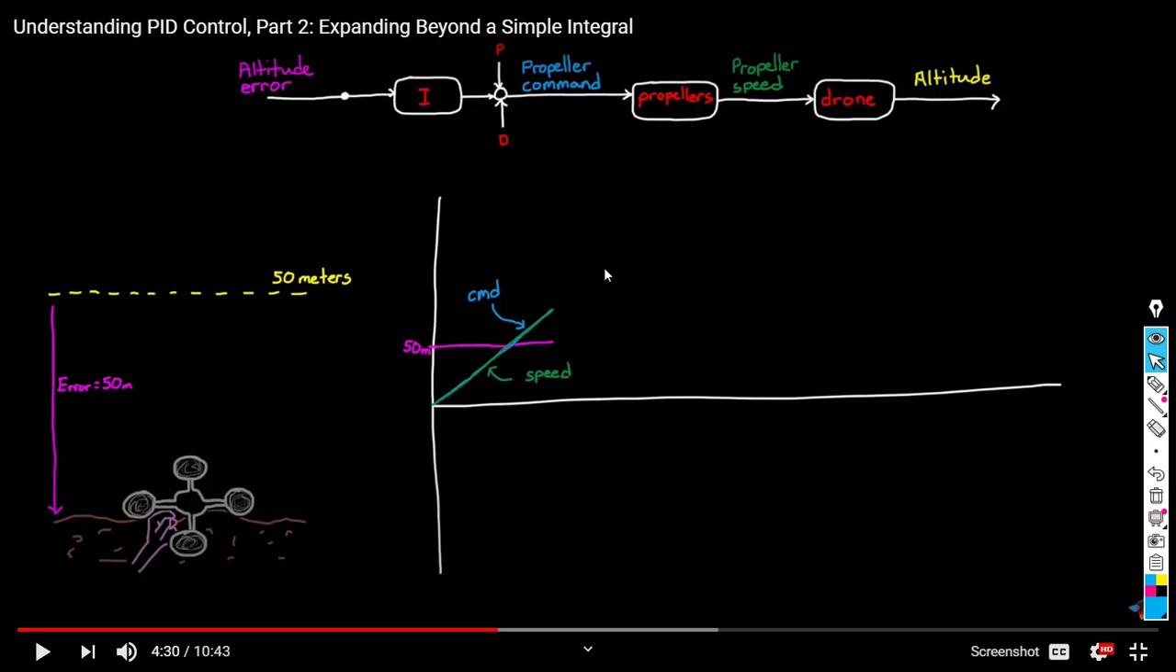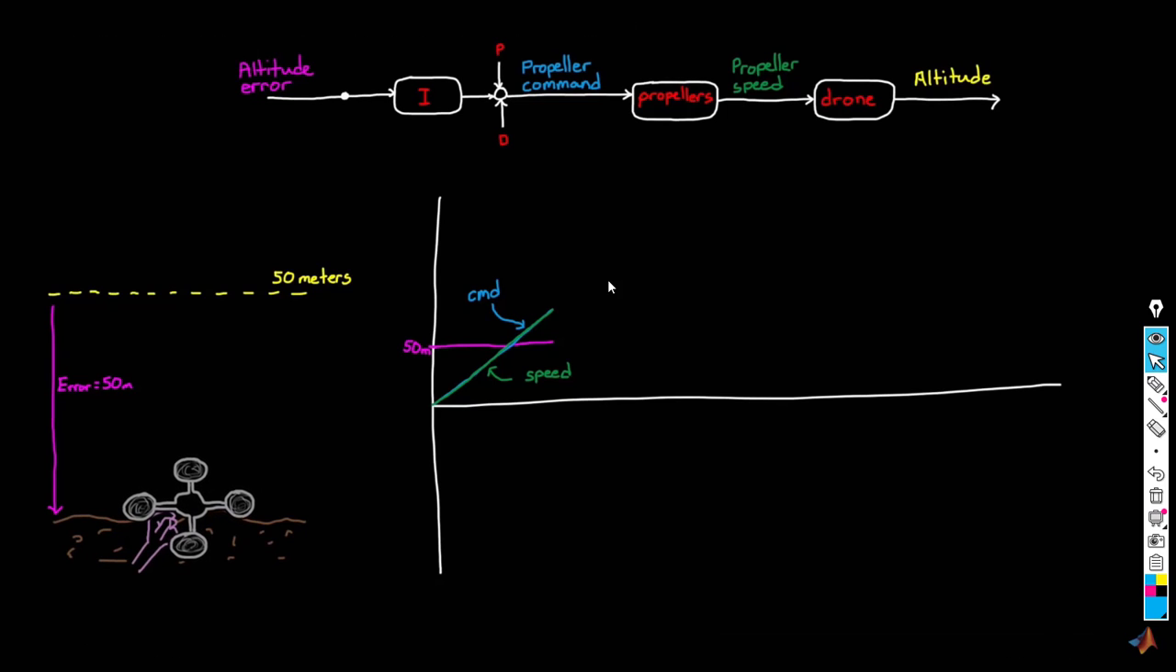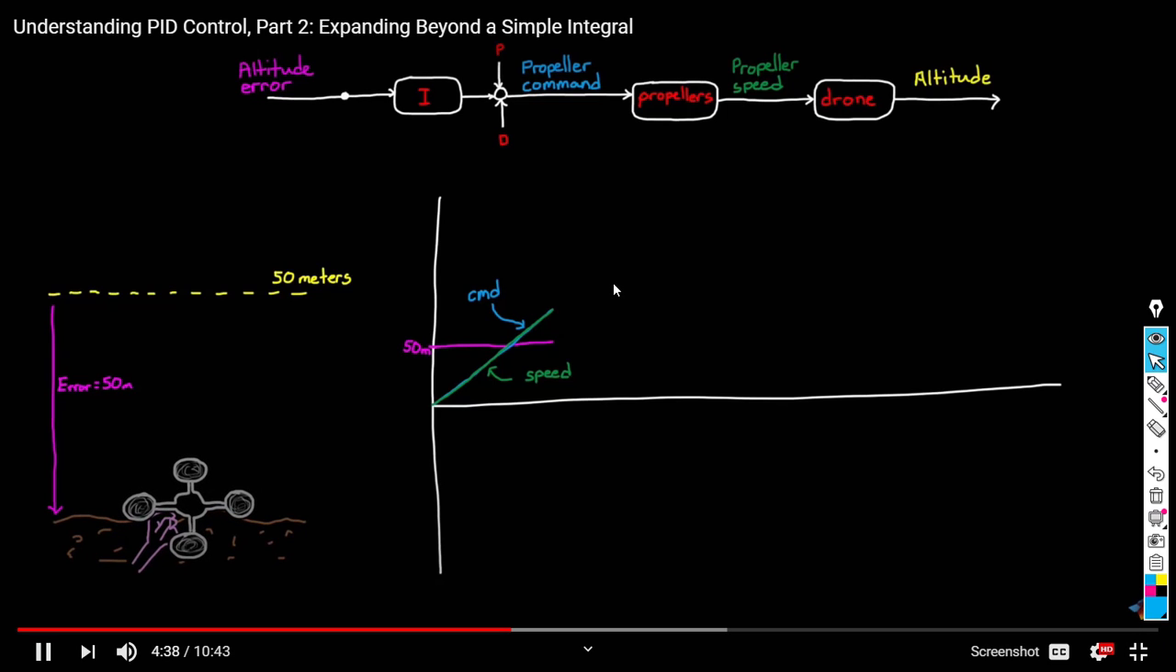But what happens? The propellers fight against you at first, but you're strong and holding it down, and since the drone isn't rising, the error is still there. So the error is still 50. Eventually, the integral will request a speed that is faster than the propellers can provide. You get what's happening now? What's happening in this scenario?